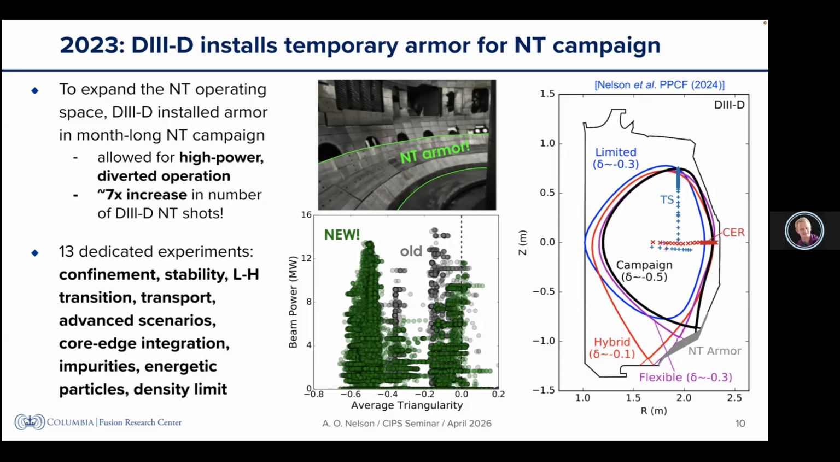This was like a 2-month long campaign compared to usually you have like half a day for an experiment. So very, very dedicated effort. 13 dedicated experiments covering lots of different things. And we really expanded the parameter regime quite a bit. So you can see an old data set of where we were supposed to be in gray. And then the new negative triangularity discharges are all in green. And most of what I'll show today came from this campaign and the analysis that followed.